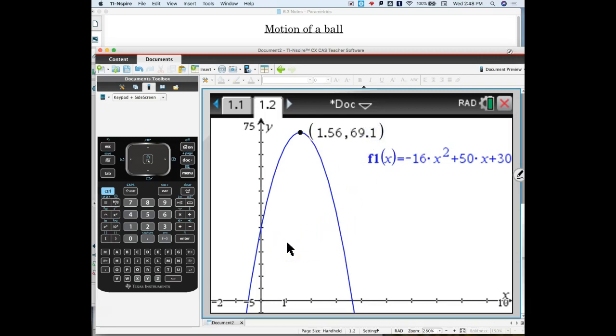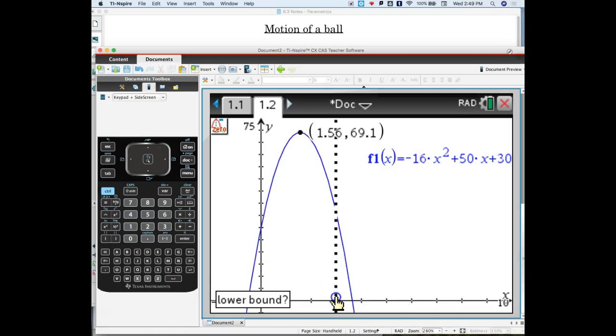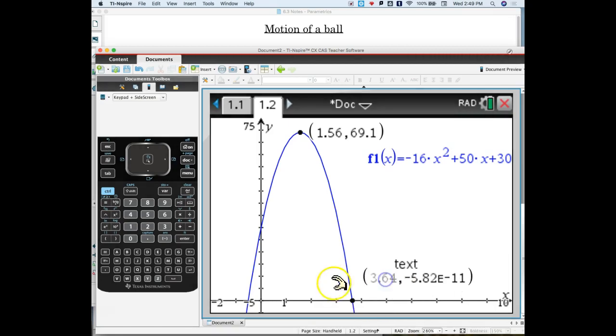Yes? What else can I analyze this graph for? Well, the maximum height, 1.56 seconds. What else can I analyze this graph for? How long the ball is in the air? What do I do with that one? You can find where the 0 is. Yep, find the 0. Analyze, find me a 0. So it hits 0 at 3.64 seconds. Right? Okay.